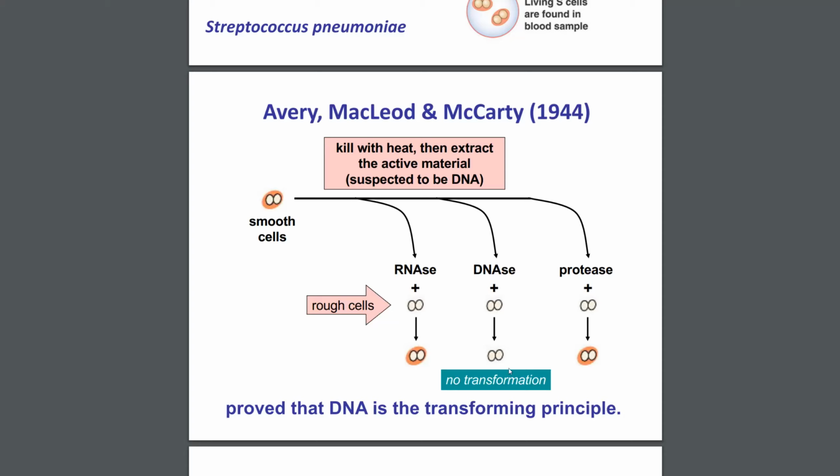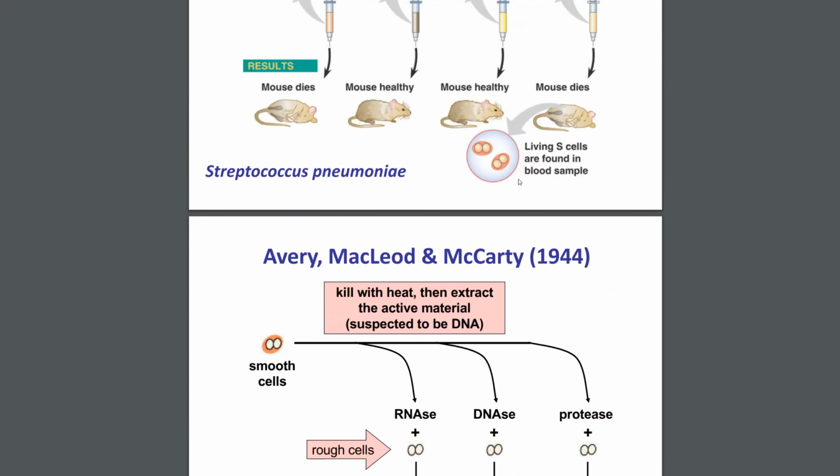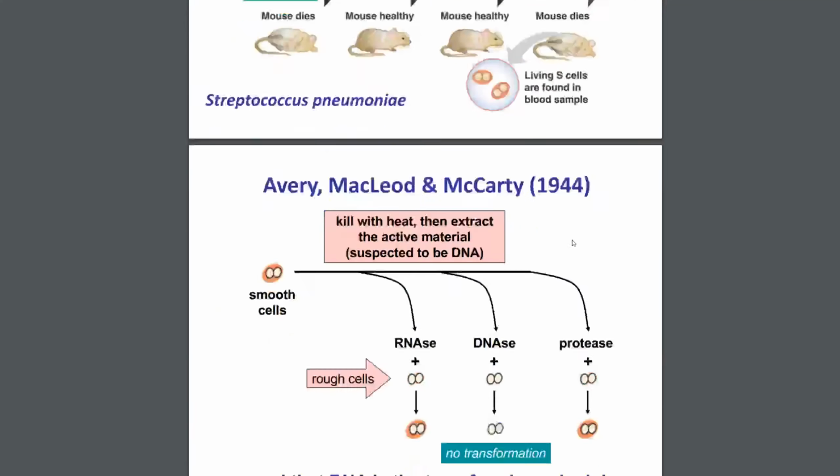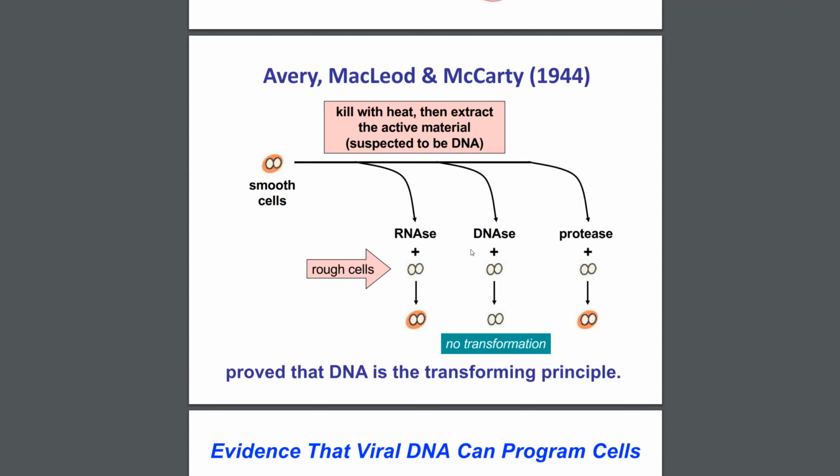So when they saw that no transformation occurred here, they knew that DNA had to be the underlying transforming agent, because it was the only thing that responded where the result was different from what Griffith had observed up here in terms of this transformation. So those are those two experiments.